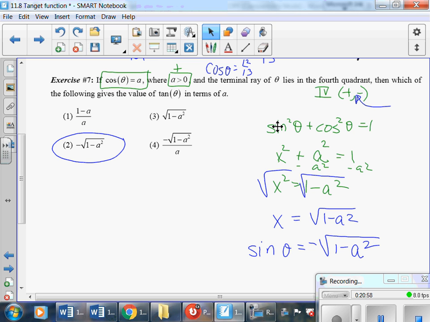All right? That's why they told you your cosine is positive. A has to be greater than 0.